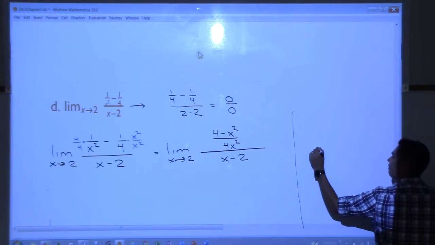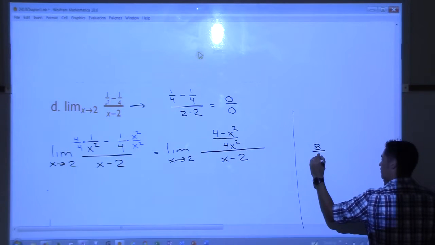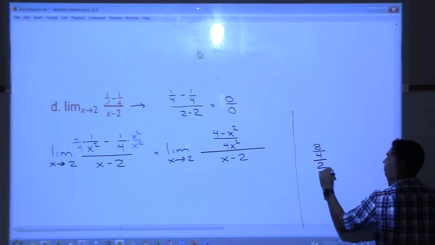Side topic here. 8 divided by 4 divided by 2. What's the answer to that?